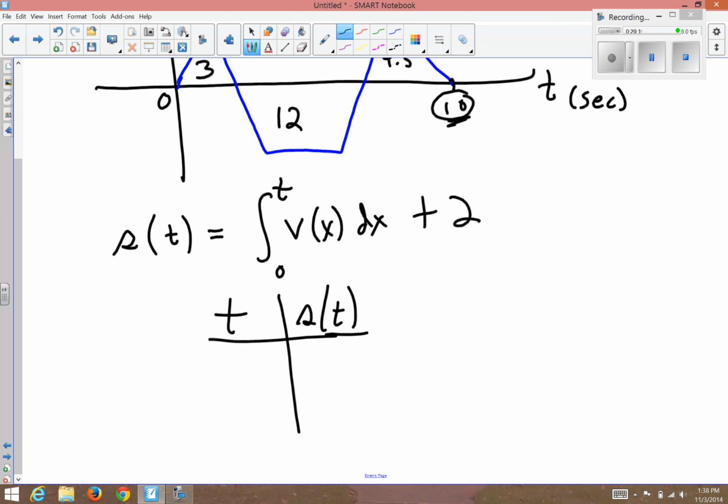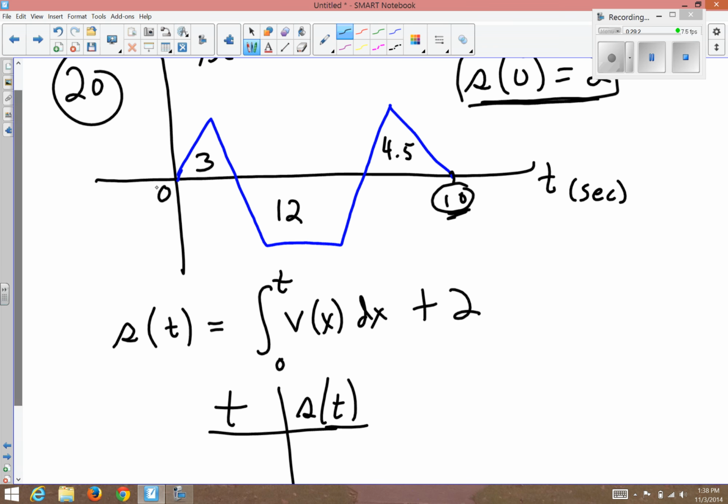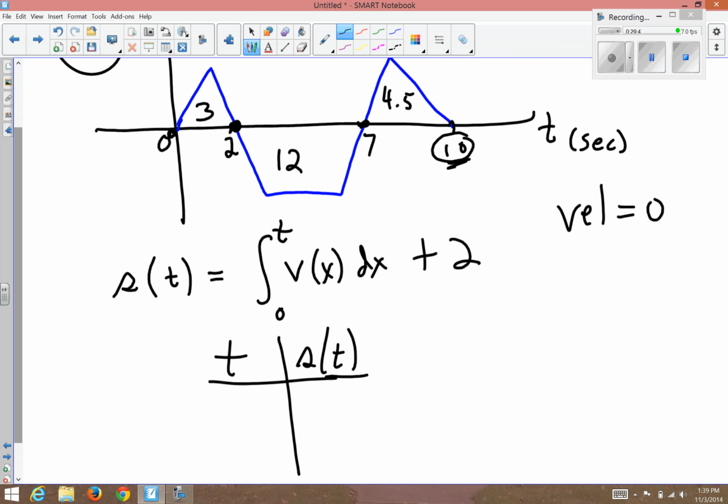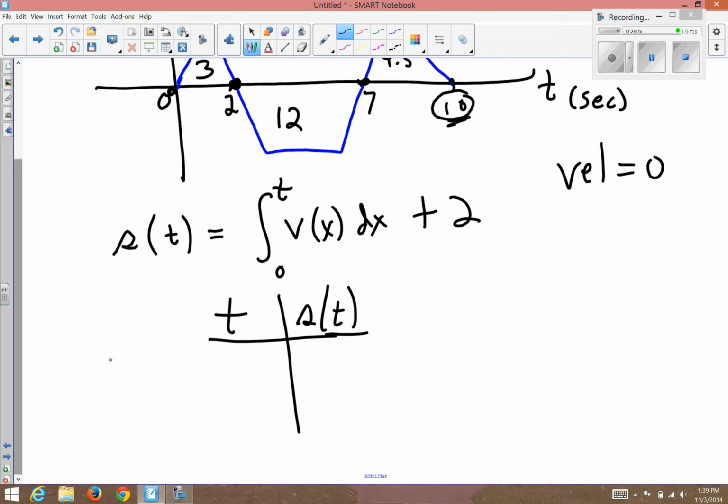And in the time column, we're going to put the 0 and the 10 because the trip starts at time 0 and ends at time 10. But we're also going to put the times when the velocity, this is a picture of the velocity, is 0. And you can see in the text that 2 is a time when the velocity is 0. And so is 7. And so is 10, but we would use 10 anyway because it's the end of the trip. So we're using 0, 2, 7, and 10 in the time column.